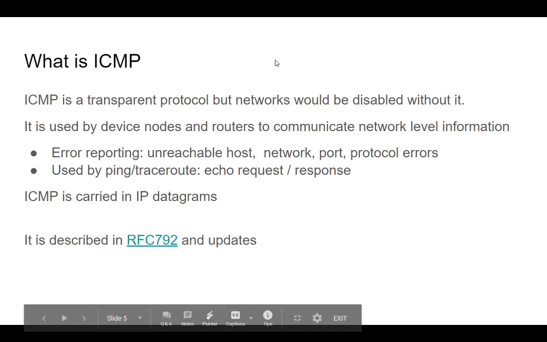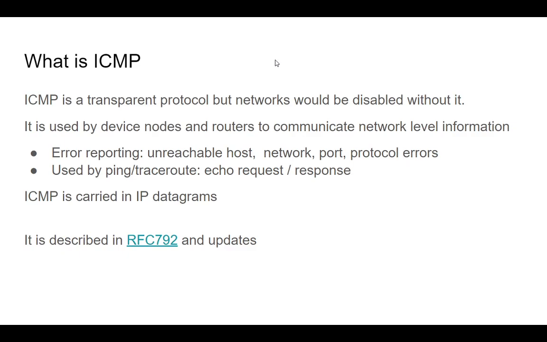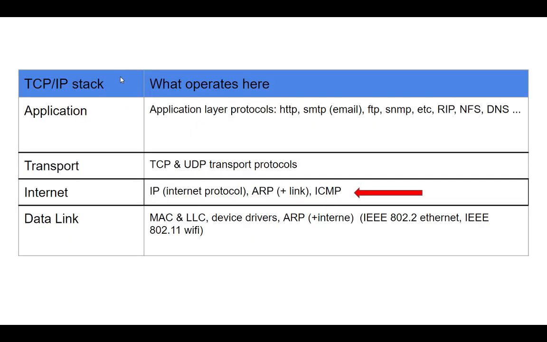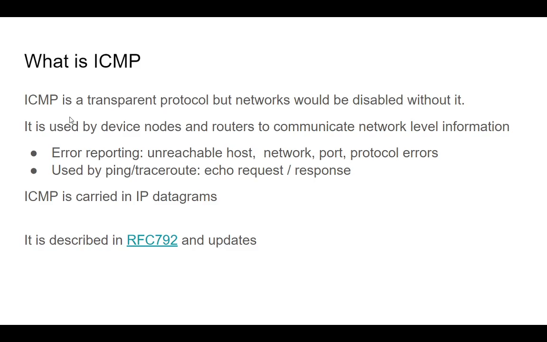So what is ICMP? ICMP is a transparent protocol, but without it, networking hardware couldn't work. It's used by device nodes and routers to communicate network level information. Things like error reporting, with unreachable host, unreachable network, port problems, protocol errors, are reported through ICMP because the other layers have no interest in them. If I'm not sending anything, then the transport is useless, and if I can't get anything, then the application is also useless.